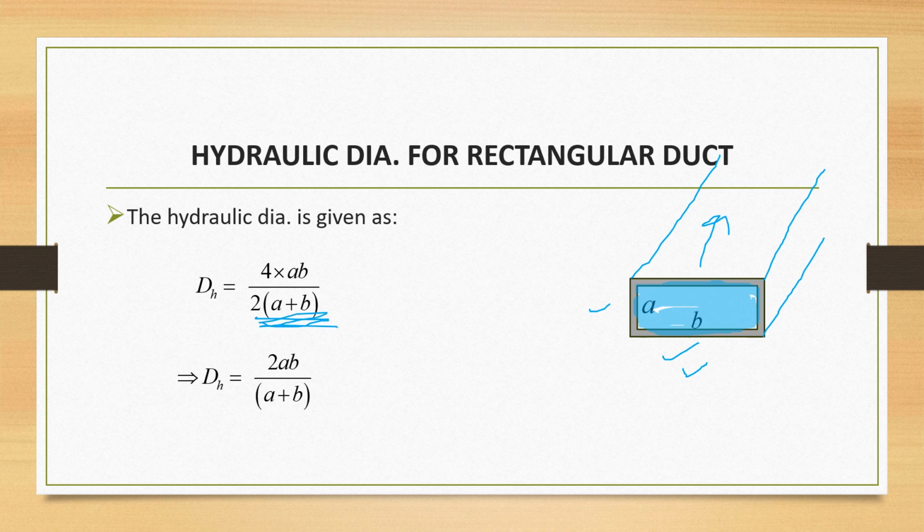Okay, and if you want to write the cross sectional area, so look here, this is the rectangle. So the cross sectional area will be AB. Okay, so we have the hydraulic diameter as 4 times the cross sectional area divided by the wetted perimeter. Okay, and on simplification, just divide it by 2. So we have the hydraulic diameter as 2 times AB divided by A plus B. Okay, this is the hydraulic diameter for a rectangular duct. Okay, so I hope this is clear. Now let's go to the next slide.